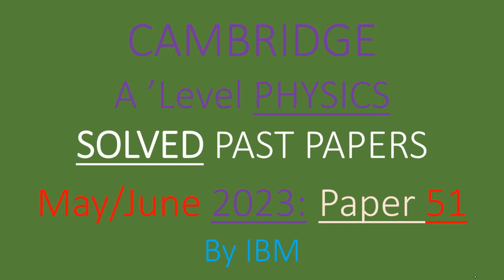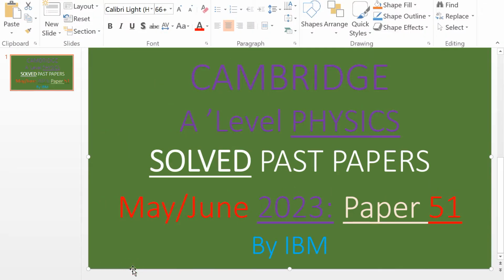These are solved past paper questions. I'm trying to solve papers from Cambridge A-level physics. This is May, June 2023, paper 5.1. This is not an easy task to solve paper 5 on video, because it involves drawing and plotting a graph, which is really very hard. But I'm trying my level best to at least give students an insight into how to solve paper 5. So without wasting time, I would like to take you to the question paper.